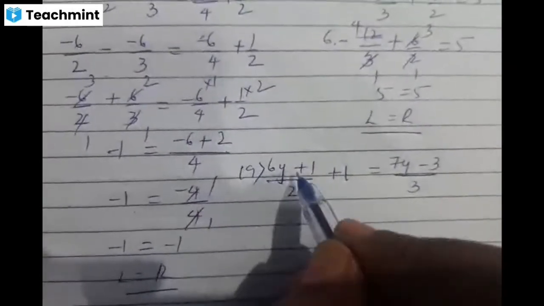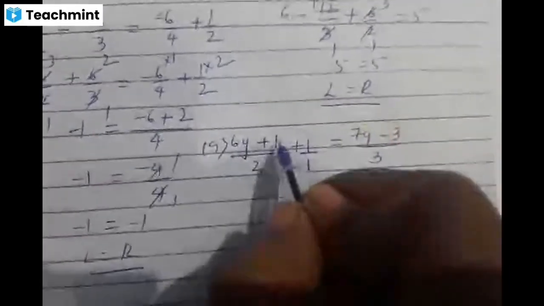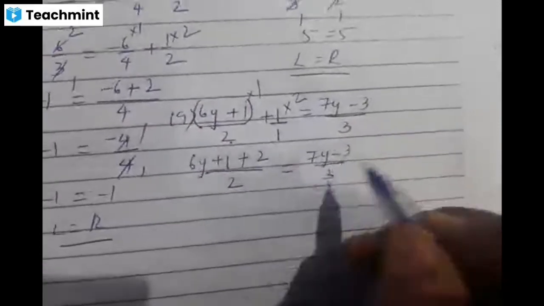Here what we have done, (6y plus 1) divided by 2 plus 1. So this is one rational number, this is one rational number. If you want, you can take the brackets. Now this becomes one rational number, this is one rational number. 1 and 2 LCM will be 2. 2 how many times is 2? 2 ones are 2 and 1 twos are 2. So any number multiplied by 1 is the same number. So I write 6y plus 1 plus 1 twos are 2 is equal to right hand side as it is.